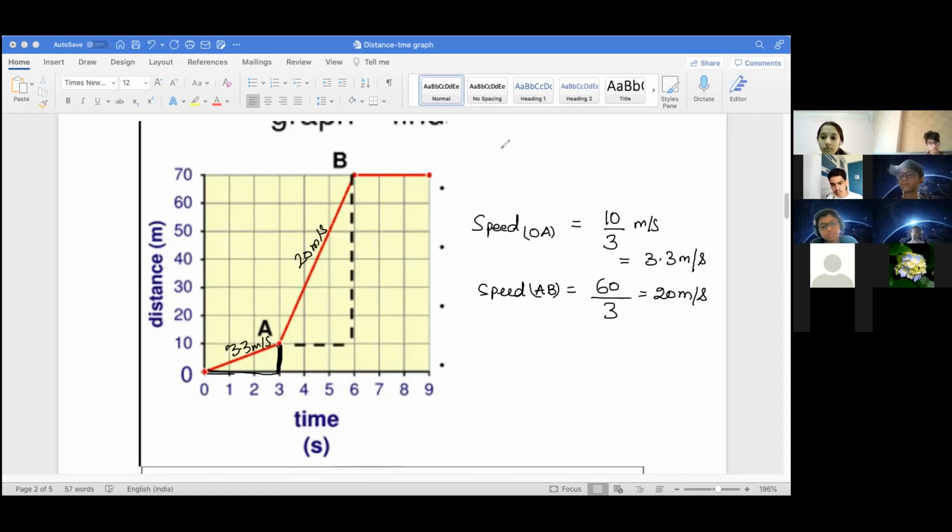Okay, now can you calculate this? Remember how the 60 came? Ma'am, the speed is 0 because it is stationary. 70 minus 10, because we have to take the starting point also. The starting point is over here, 10. And here it is 6 minus 3. Okay, it is 60 by 3. Is it clear, Anas?